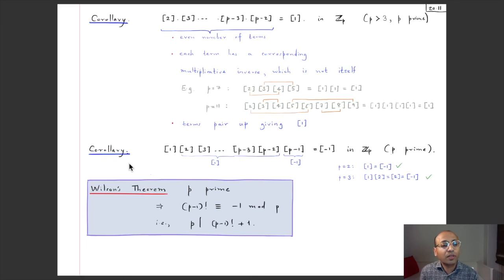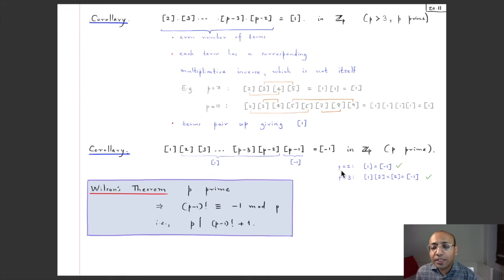So now let us prove a further consequence of this result, and this is essentially Wilson's theorem. And this says that if I take the product of all the non-zero elements in Z_p, so I'll take the equivalence class containing 1, the equivalence class containing 2, and all the way up till the equivalence class containing p minus 1, then this is equal to the equivalence class of minus 1 in Z_p. And now this works for any prime p, so the qualification that p should be strictly bigger than 3 has been removed. So let us prove this now.